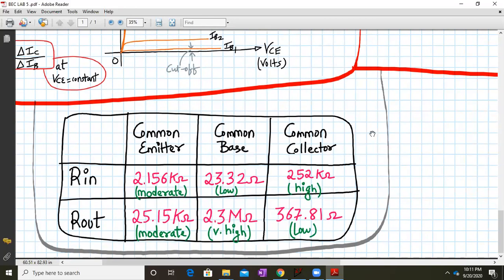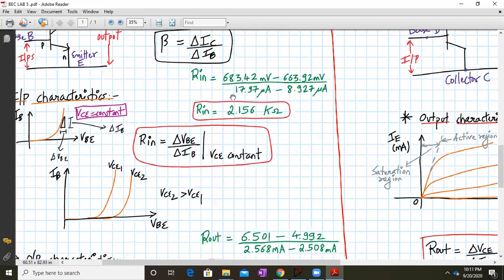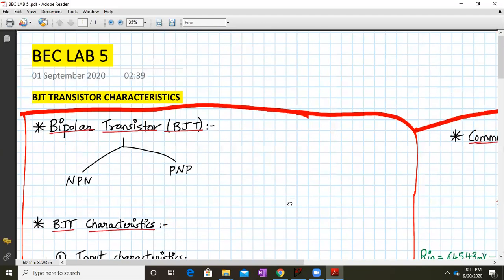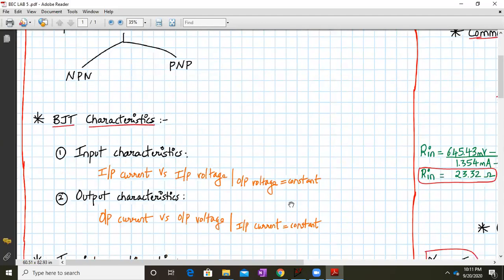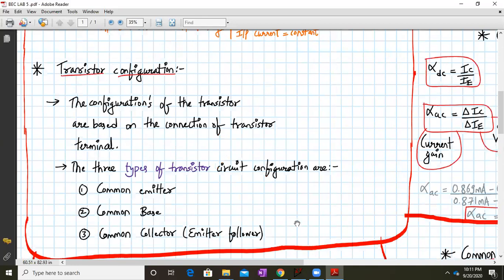This is the way we can determine the various characteristics. From the characteristics, we can determine this useful information. Okay, so I think that's it for this BEC Lab 5. I hope that this discussion will help you to determine various features of the BJT characteristics, that is input and output for all the configurations: common emitter, common base, and common collector.